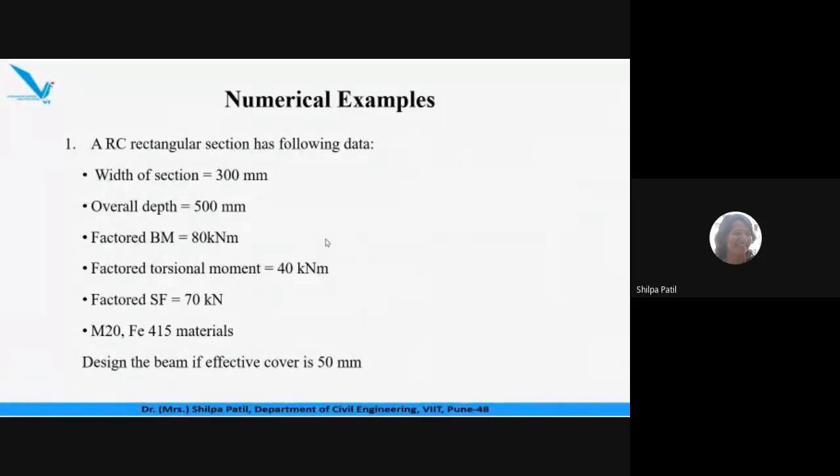Second is designing the entire beam for the given values of bending moment, torsional moment, and shear force. In that case, only these 3 values will be available to you, and everything else you have to decide, along with the material. That will normally be the case when you start designing your own plan, which you have developed for term work. So these 2 types of numerical examples we will see in the next lecture.